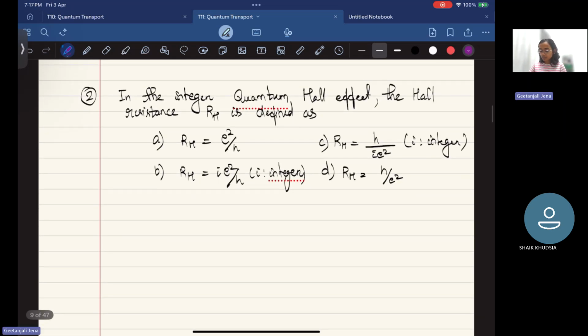Question number 2. In the integer quantum Hall effect, the Hall resistance RH is defined as: option A, RH is e square by h, or option B, RH is i times e square by h, or option C, RH is h by i square, where i is an integer, or option D, RH is h by e square.